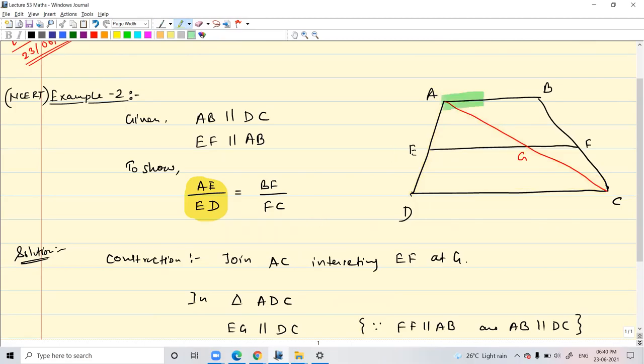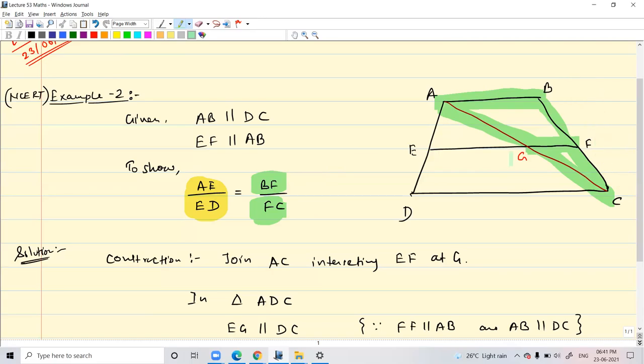Okay. Now, what do we do now? Anyone has any idea what we should do now? We'll take the next triangle. Yes, we will take the next triangle, that is ABC. And forget about the rest. So, you see, we need BF by FC on the RHS, no? So let's start from that. That should be our starting point. If GF is parallel to AB, use the BPT or Thales theorem and then try to figure out what BF by FC is equal to.